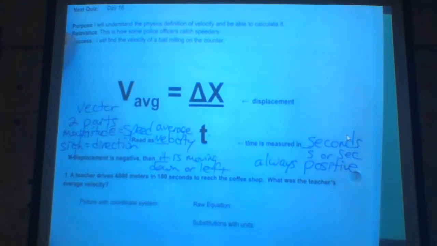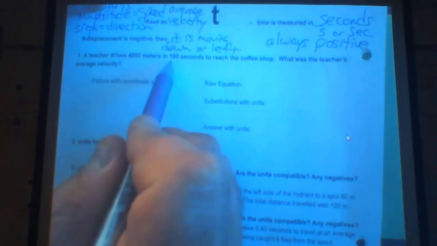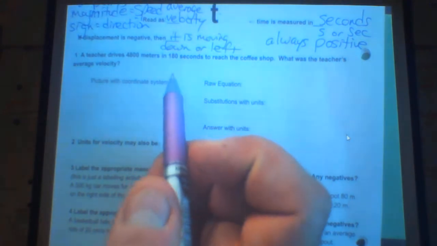Okay, so let's use this equation to solve some problems. Number 1. A teacher drives 4,800 meters in 180 seconds to reach the coffee shop. What was the teacher's average velocity?